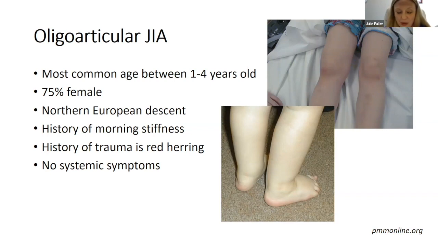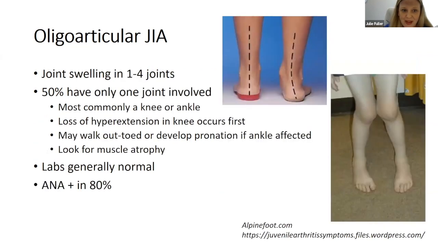And of course, because they're all toddlers, they all have a history of trauma, but really the trauma history is a red herring because all these kids fall, they play hard, they go outside, but that's not what's going on here. And they're otherwise completely well. They don't have other systemic symptoms like fevers or rashes. So by definition, oligoarticular JIA means they have swelling in under 5 joints, so between 1 and 4 joints.